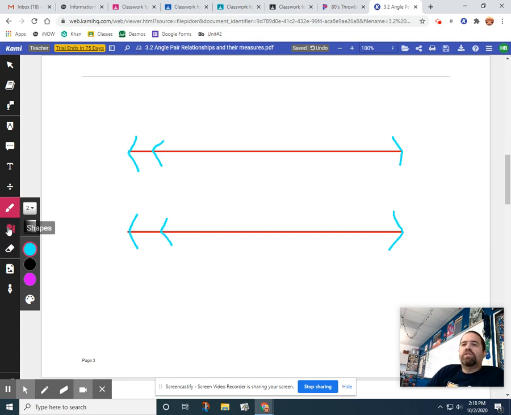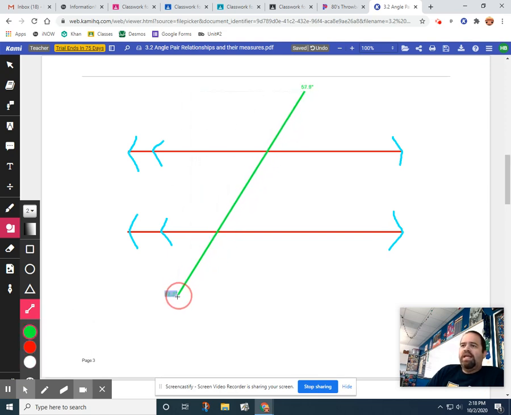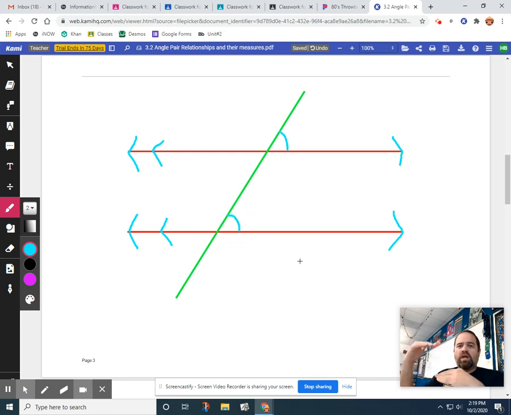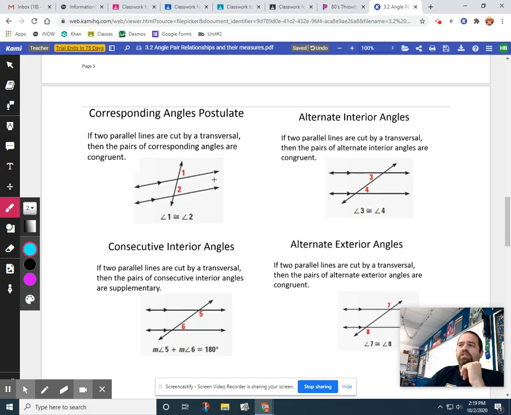Now, I'm going to draw this third line in here called a transversal that we defined yesterday. But when I draw that line in, what happens is it hits the top line here at the same angle that it hits the bottom line here. So because those lines are running side by side, when that third line hits, it hits at the same angle, we get this thing called the corresponding angles postulate.